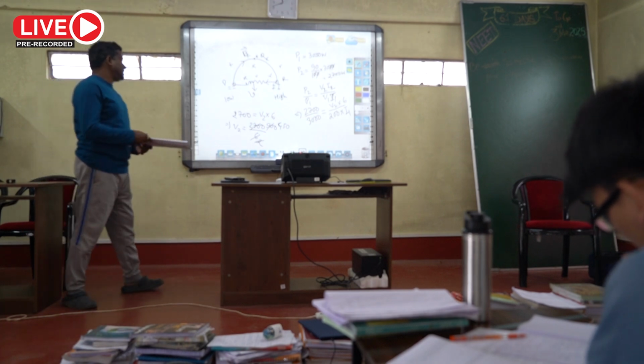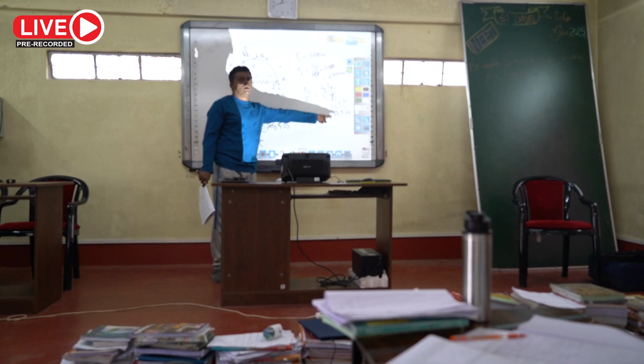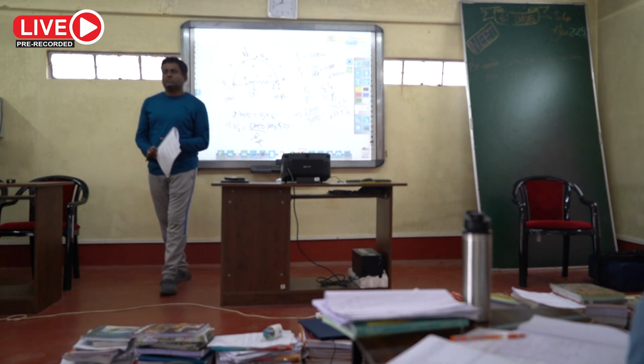Or you can directly find after this calculation. 3000 equals 200 into I. It will be 15.